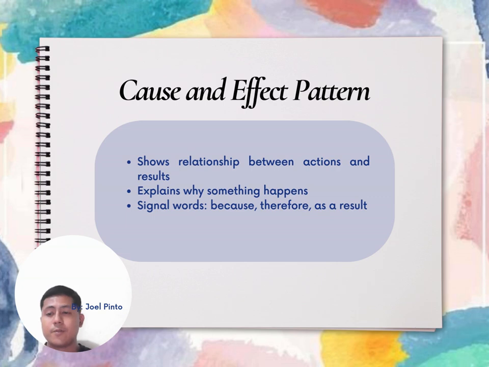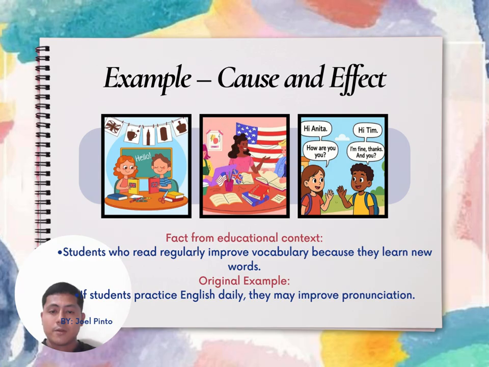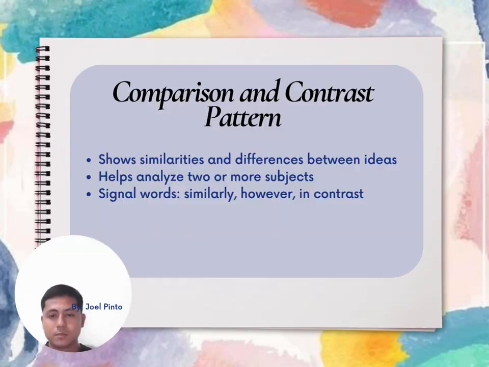The cause and effect pattern shows the relationship between actions and results and explains why something happens. The signal words are because, therefore, and as a result. For example, here we have a fact from an educational context: students who read regularly improve their vocabulary because they learn new words. And the original example is: if students practice English daily, they may improve their pronunciation.